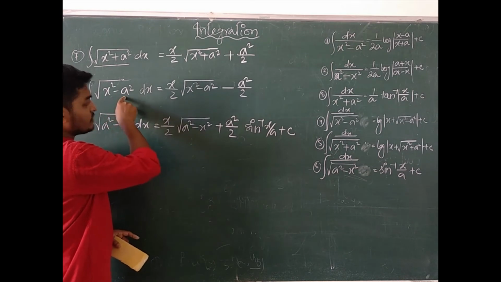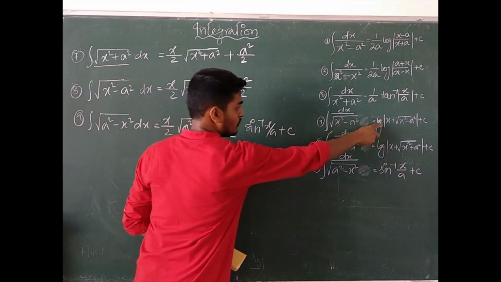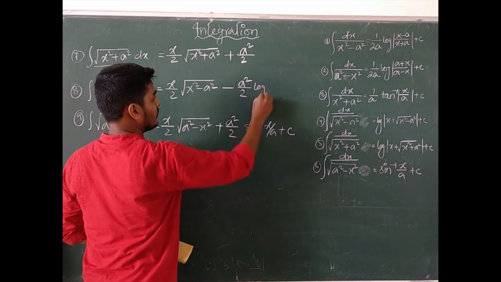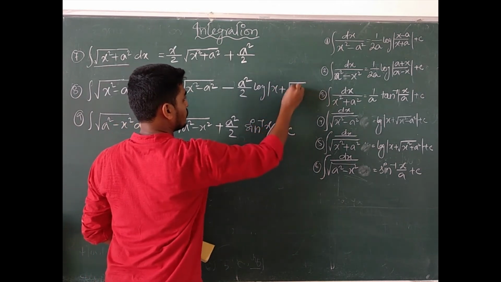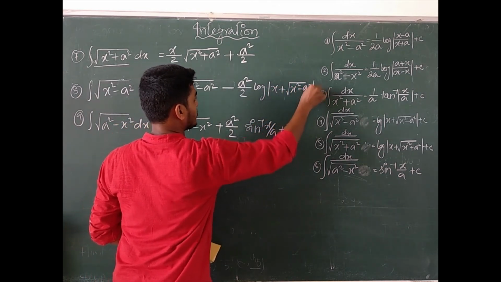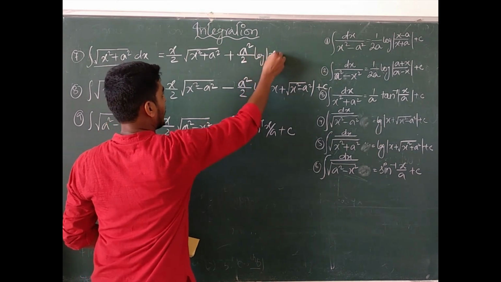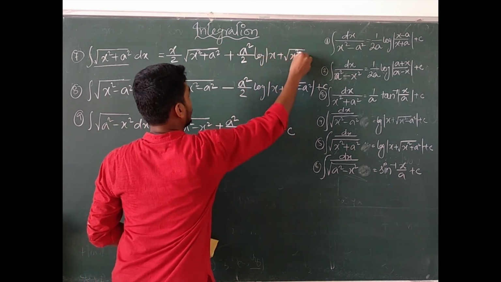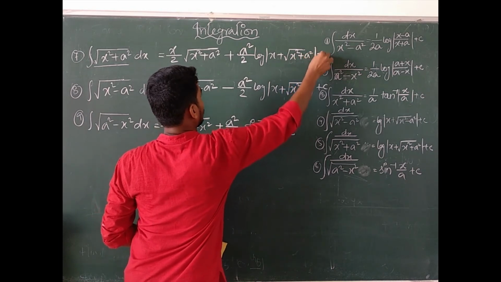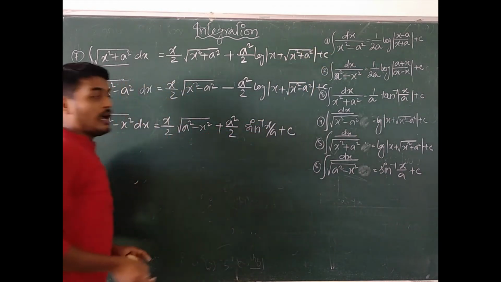Similarly, square root of x square minus a square, obviously this one formula. So what is this integration value? We have to write down here log of x plus square root of x square minus a square plus c, and here log of x plus square root of x square plus a square plus c. I hope you are getting my point.